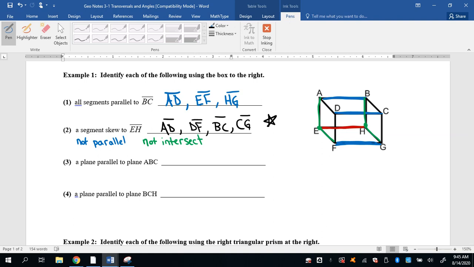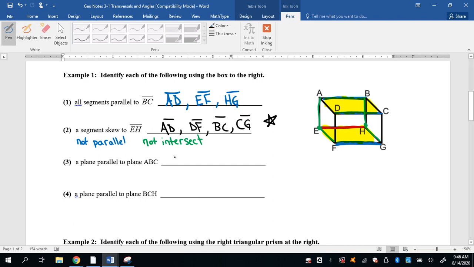Okay, so now let's go on and look at a plane that's parallel to plane ABC. So the first thing I'm going to do is to mark up plane ABC. So plane ABC is up here. So parallel would be this bottom. So think about like a Kleenex box. It's the top and the bottom of the Kleenex box.